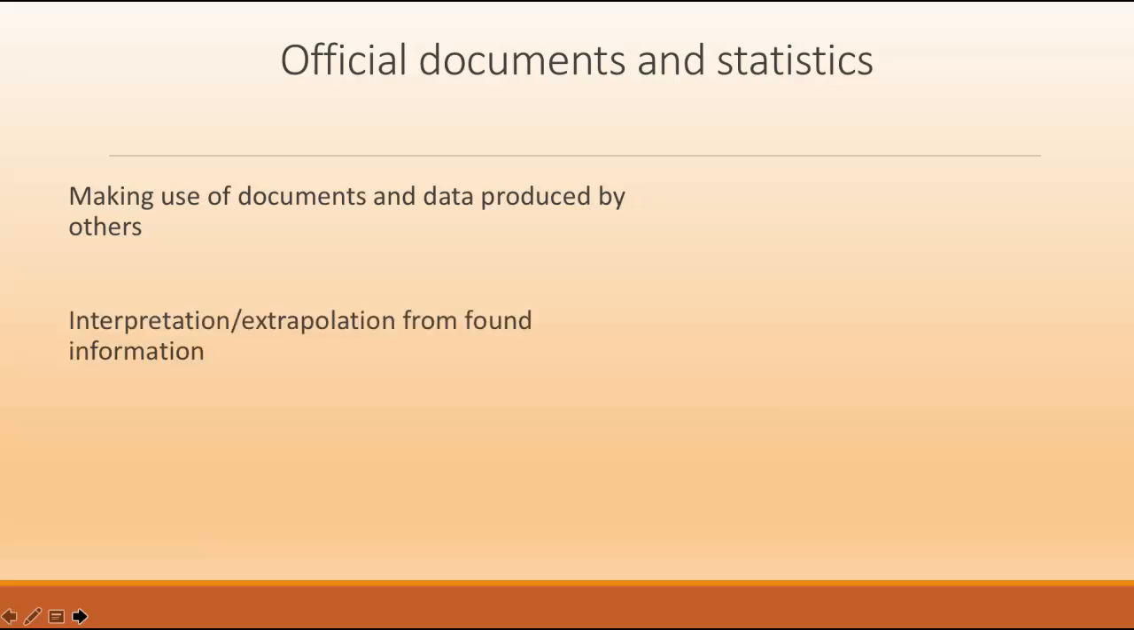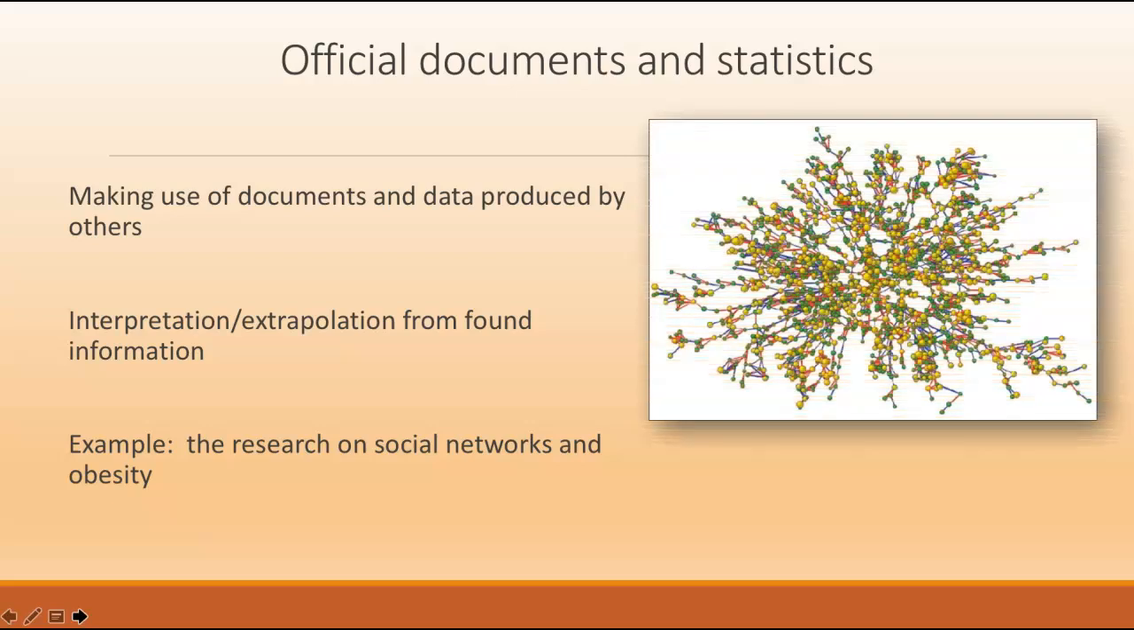There is also a lot of quantitative research done using official documents and statistics. In other words, using pre-existing data and using or combining that data to yield new results. The research on social networks and obesity that we mentioned in Module 1 is a great example of this. It uses two sets of data, one on body mass index and another one on social connections, to arrive at some startling conclusions about the social context of obesity.